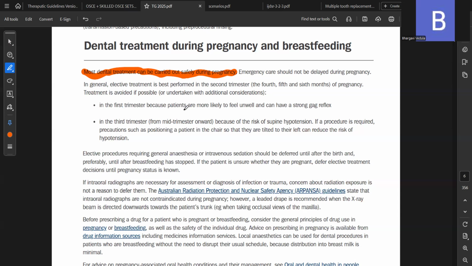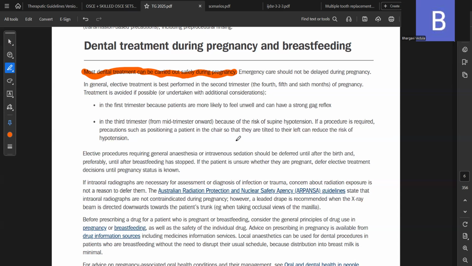first trimester, because patients are more likely to feel unwell and have a strong gag reflex. So why are we preferring elective dental treatment only during the second trimester and not in the first and third trimester? These are the reasons. In the first trimester, patients are more likely to feel unwell. Some people will have continuous nausea, vomiting, and they have severe gag reflex.